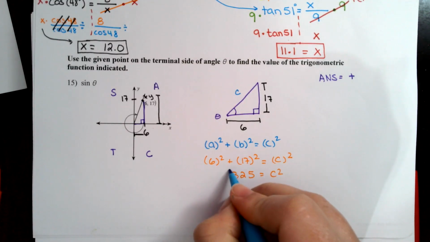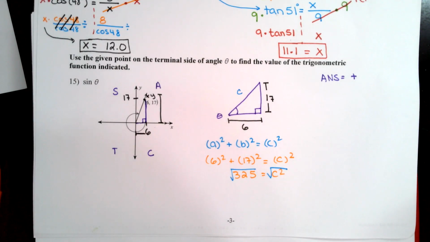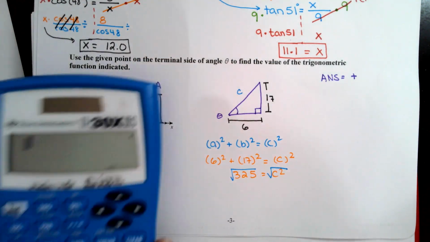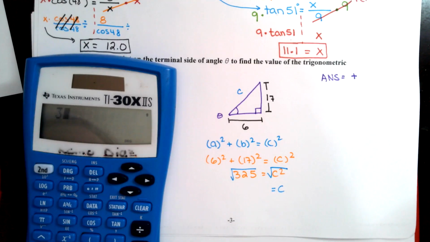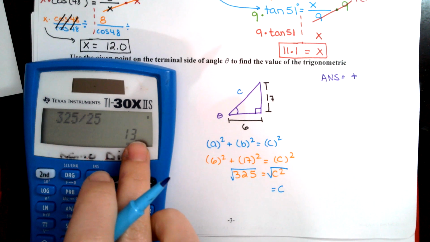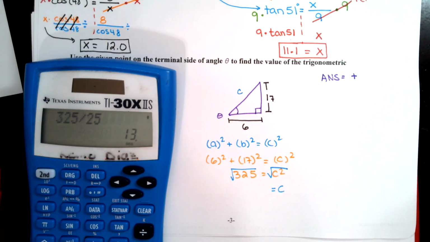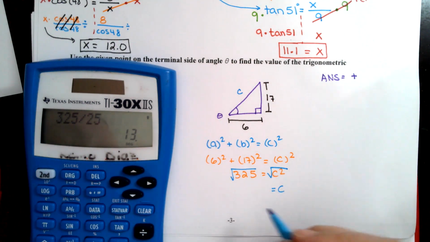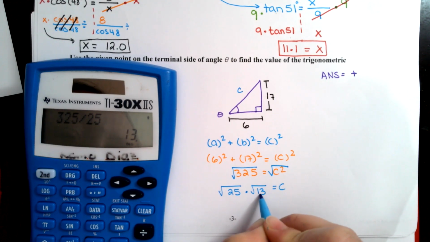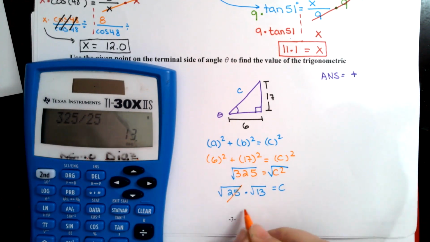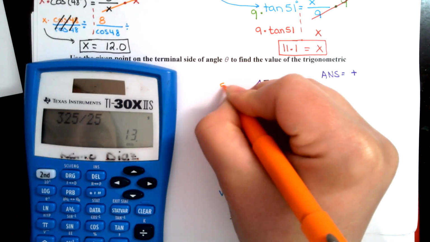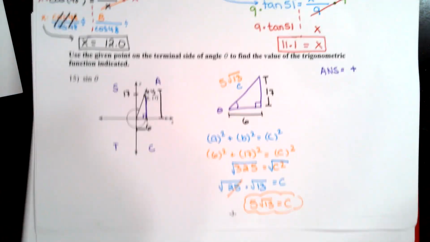Then take the square root. If we take the square root of 325, that gives us not a pretty answer. So we need to figure out how to break this apart. Trying 25, oh, there it is. We want a perfect square, which is 25, and we want a number that cannot be simplified any further as a radical. So we break this apart into 25 times 13, and 25 square rooted is 5. So we have 5 root 13 as our hypotenuse. And yes, you have to have your radical simplified.